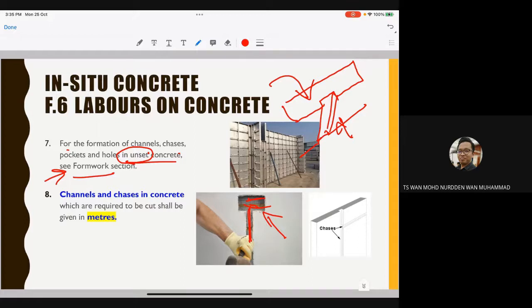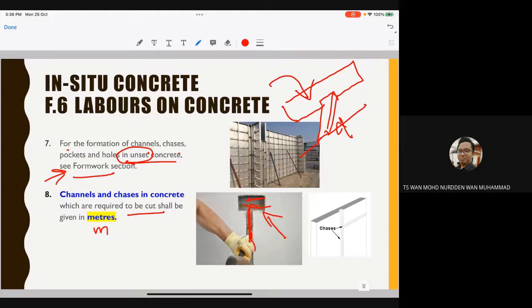For number 8, channel and chases in concrete which are required to be cut shall be given in meter. Ni maksudnya this one comes later. Sebab to be cut shall be given in meter. For example, macam kita ada rumah, kita beli rumah baru, kita dapat rumah baru. And kita nak tambah plug, nak tambah soket ke apa kan, and kita tak nak benda tu ada exposed wire and so on. So what we can do is to hack lah. Channel and chases in concrete, kita kena hack bond semua.